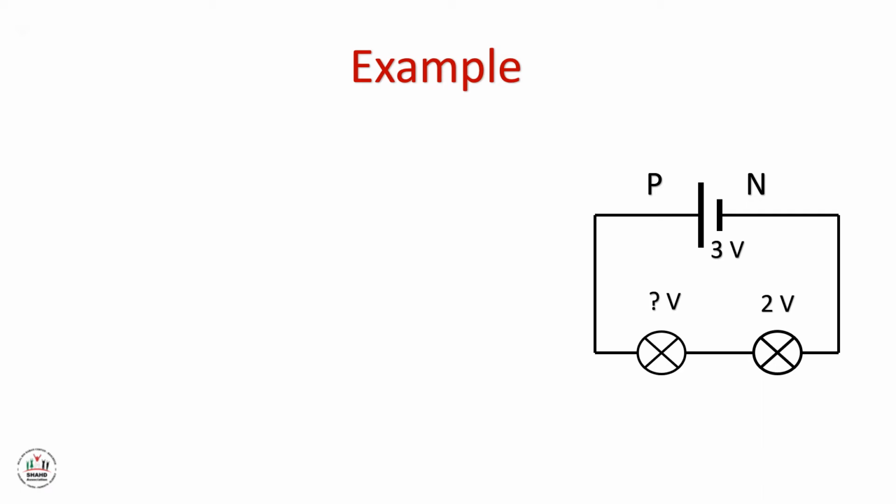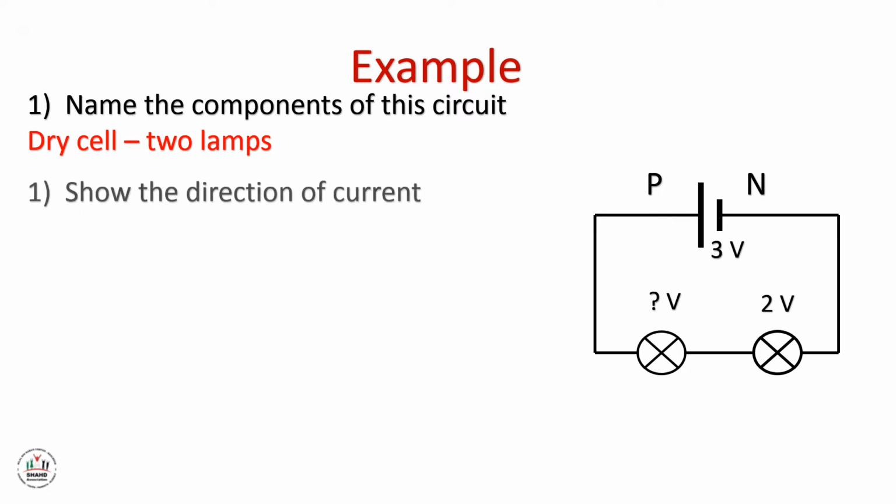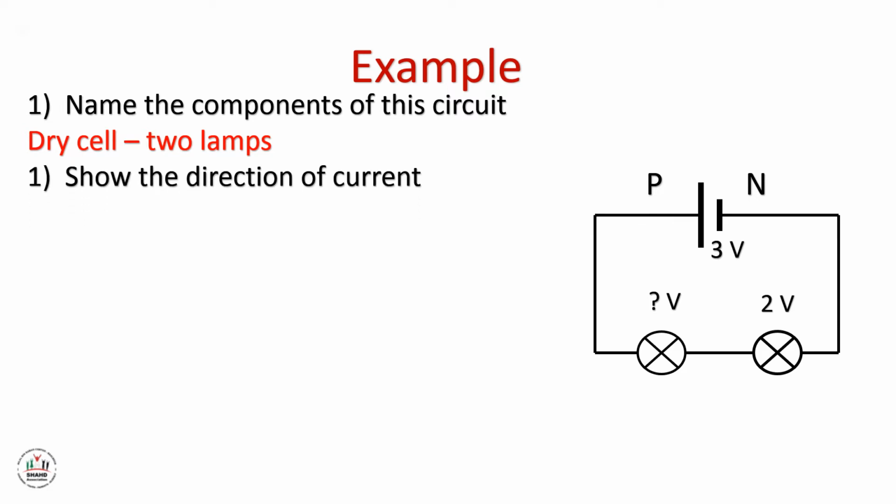Let's do the following example. We are given this circuit. The first question: name the components of this circuit. In this circuit, we have a dry cell, and we also have two lamps. The second question: show the direction of the current. By convention, current goes out from the positive terminal of the dry cell and enters the negative terminal of the dry cell.